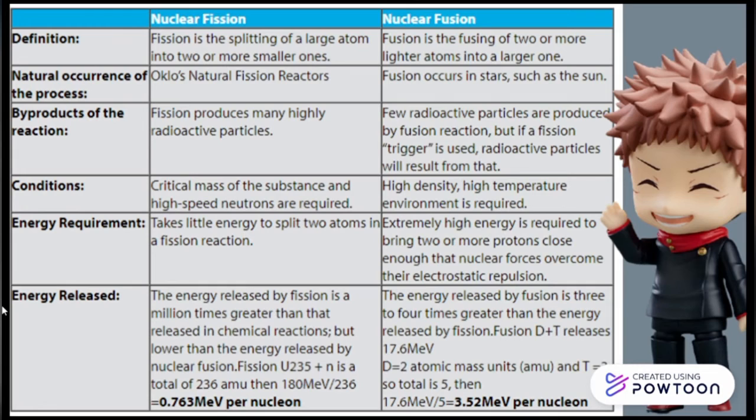So these are the differences between nuclear fission and nuclear fusion. Nuclear fission is the splitting of a large atom into two or more smaller ones, while fusion is the fusing of two or more like atoms into a larger one. Nuclear fission occurs naturally in natural fission reactors, while fusion occurs in stars such as the sun. The conditions for nuclear fission are a critical mass of the substance and high-speed neutrons, while nuclear fusion needs a high density and high temperature environment.